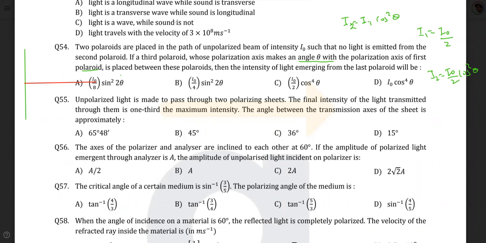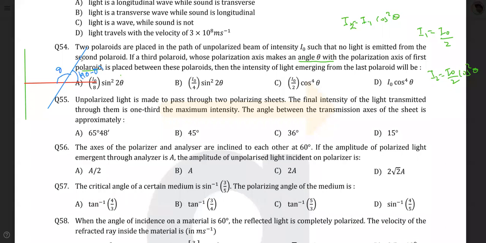Okay. So third polaroid is this. Third polaroid is like this. So this is making angle theta with this. This is making angle theta with first polaroid. This one. As per this. Okay. So this angle is what? 90 minus theta. Yes or no?